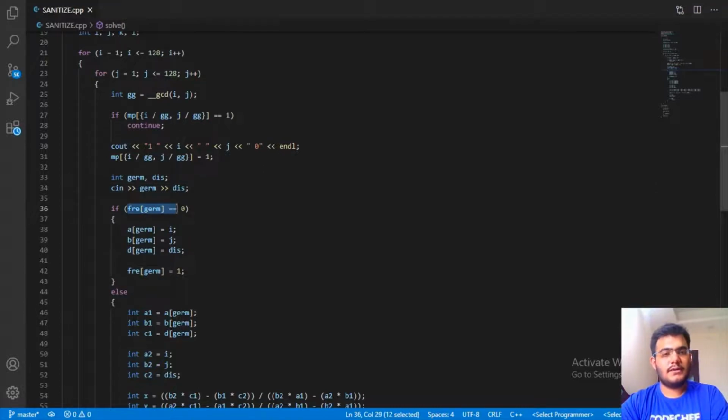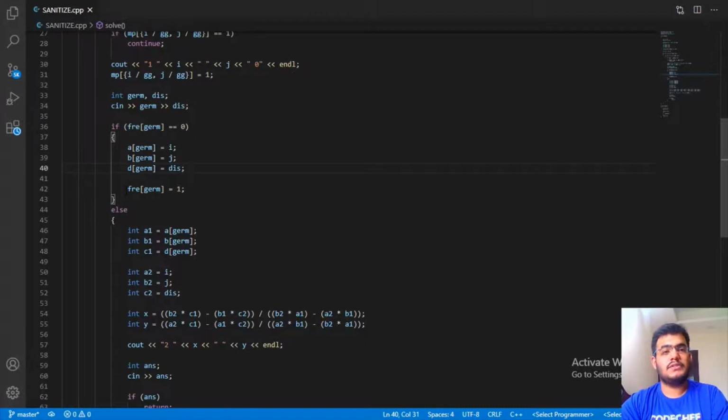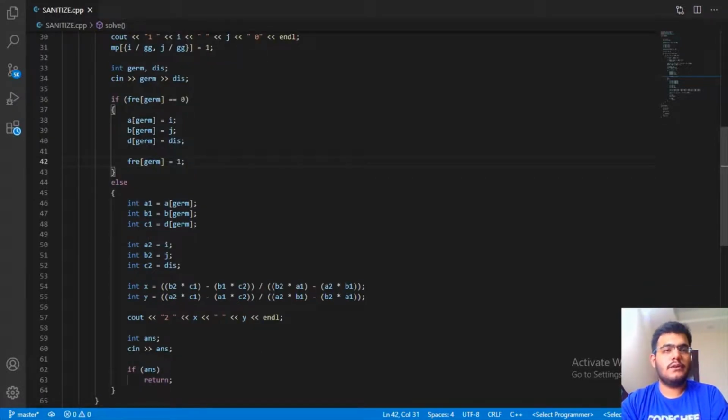If the frequency of that particular jump is 0, then this is the first time we are asking the query for this jump. In that case, we cannot have the values of X and Y because it is the first equation only. So we need to store the values of A, B and the distance which we have obtained. Also, we are marking the frequency of that jump as 1, because when we ask the query for the same jump the next time, the frequency of the jump will be 1. So that covers the case where the frequency is 0.